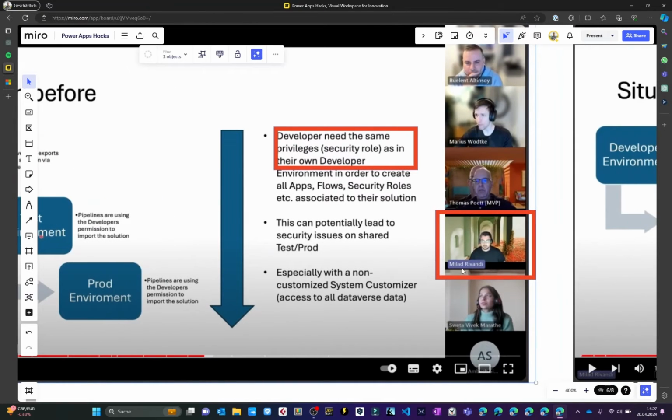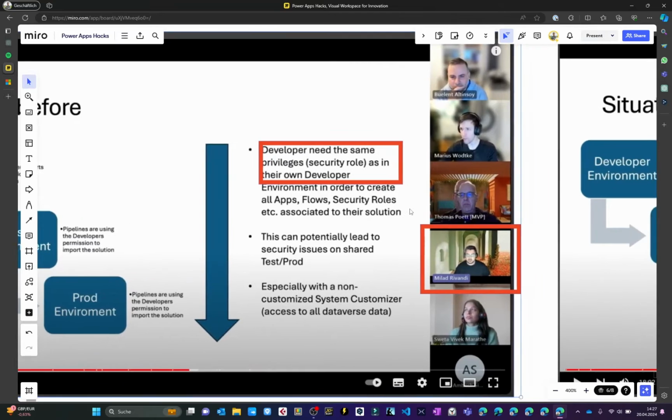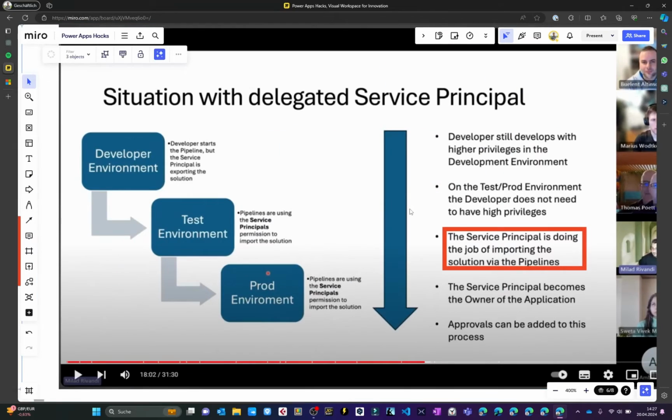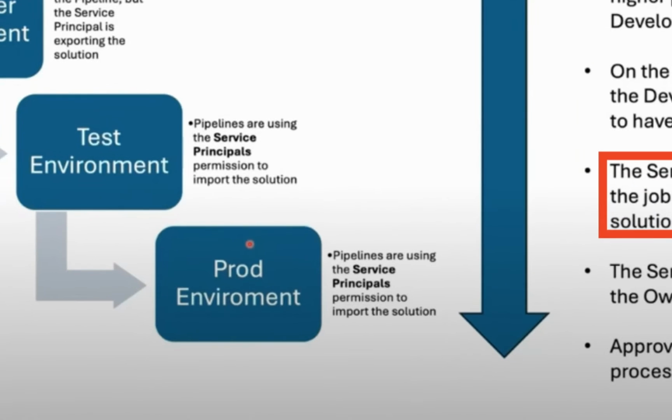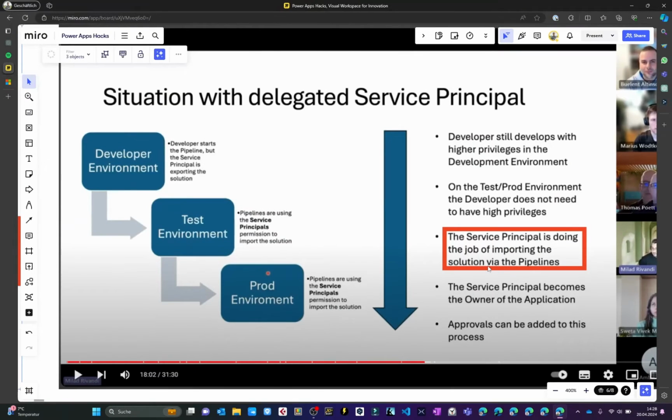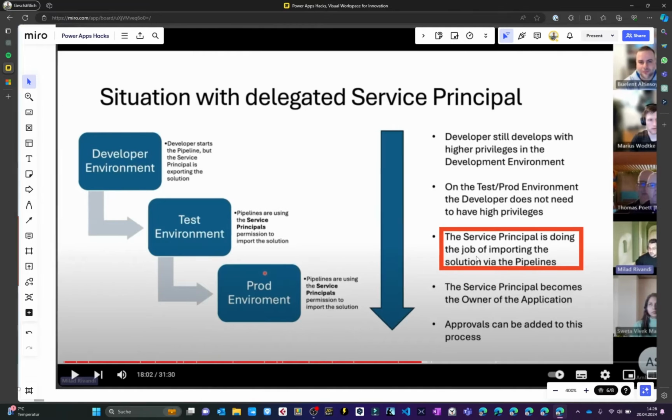Milad Trevandi, with whom we've talked a lot recently, explained this great in a video. I will link the video in the video description. And with the service principal, we are now able to let the developers develop on their development environment and then use the service principal to deploy the solution to the target environment. So for example, to a test environment or to a prod environment without giving the developer or the maker comprehensive privileges and security roles on this environment.